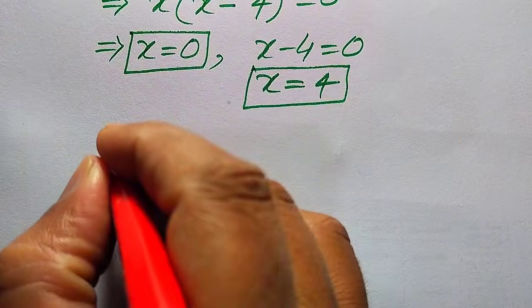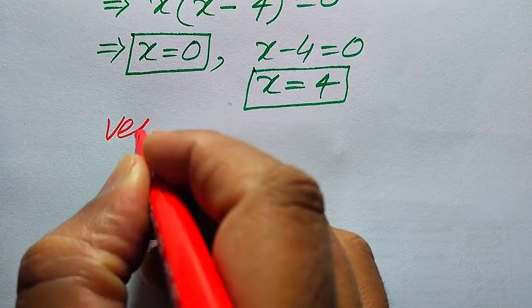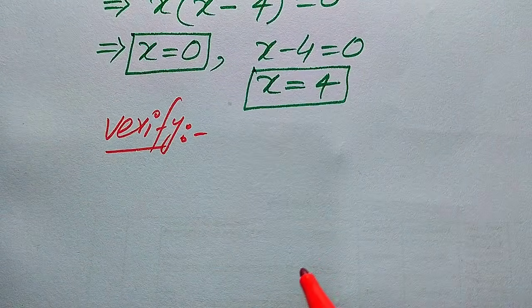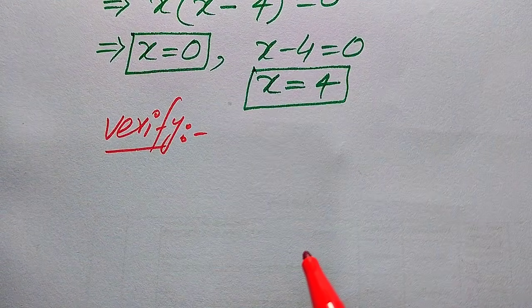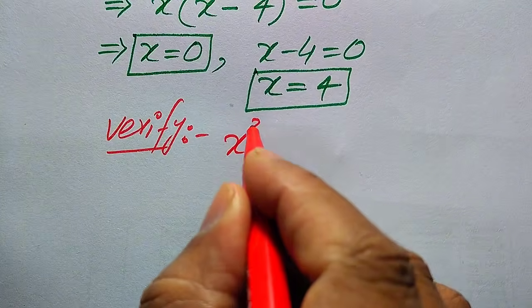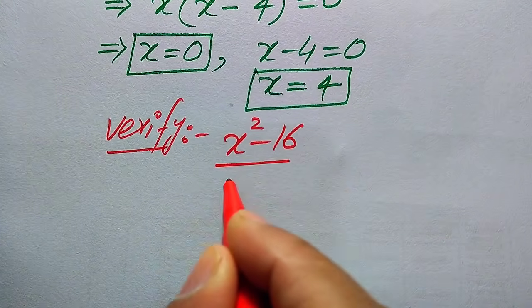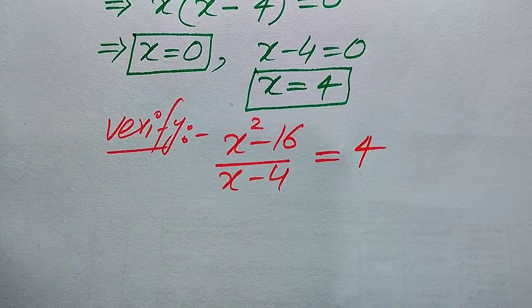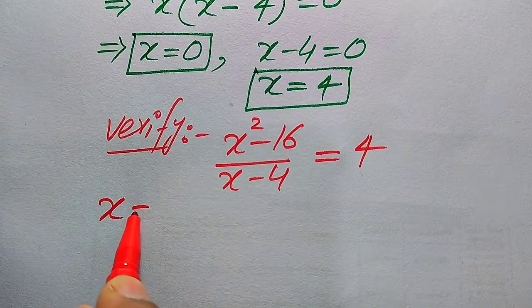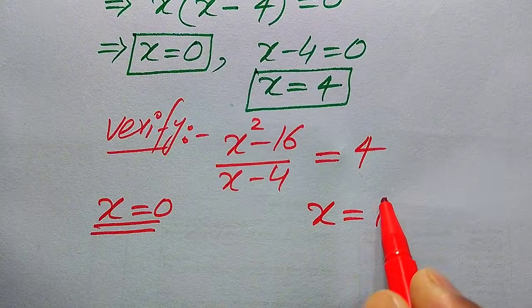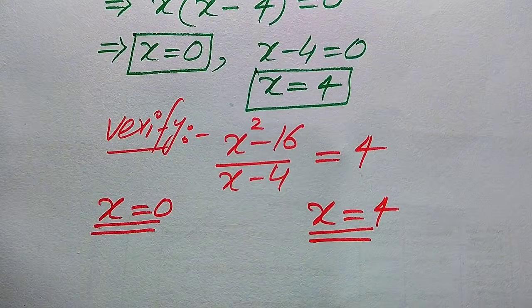In the next step, we need to verify whether these roots are solutions or extraneous roots. For verification, we copy down the given question statement: (x² − 16)/(x − 4) = 4. On one side we will verify x = 0, and on the other side we will verify x = 4.